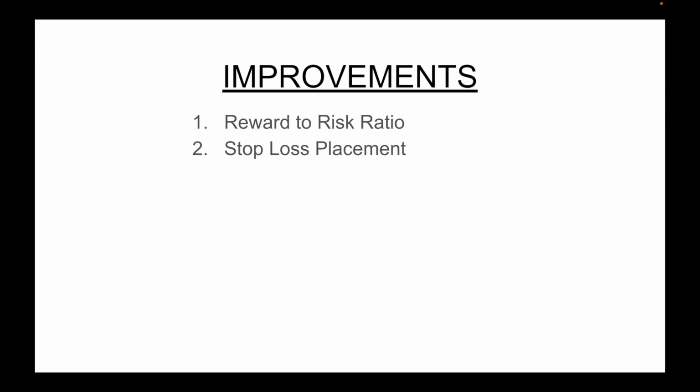Number 2 is the stop loss placement. We know where the stop loss placement is. When we're going long, the stop loss is at the bottom or at the low of the smash bar. But is that the best place? Maybe that's too close. Maybe a fixed pip stop of 100 pips might work better. Something worth looking into.